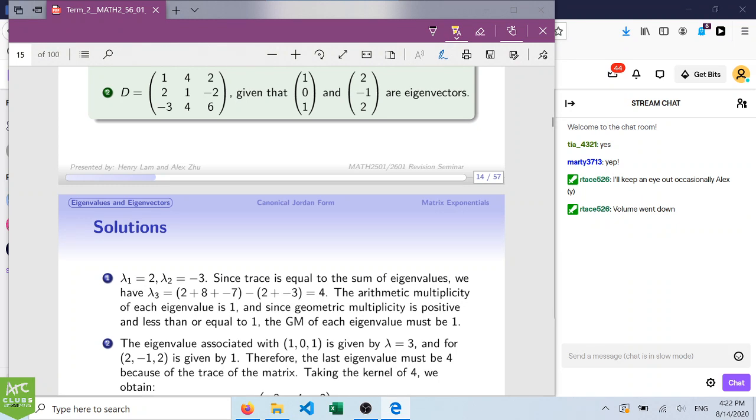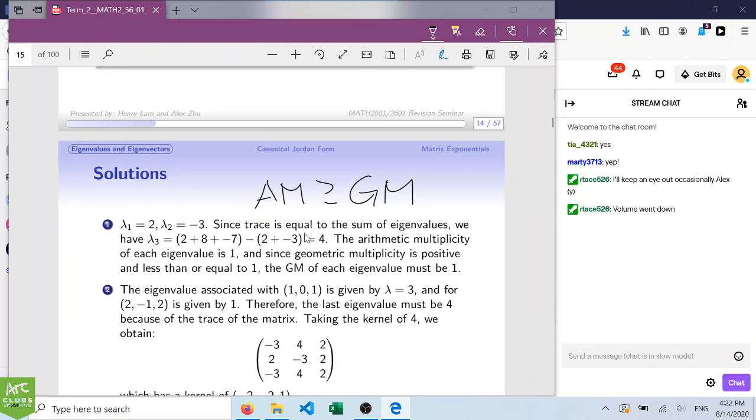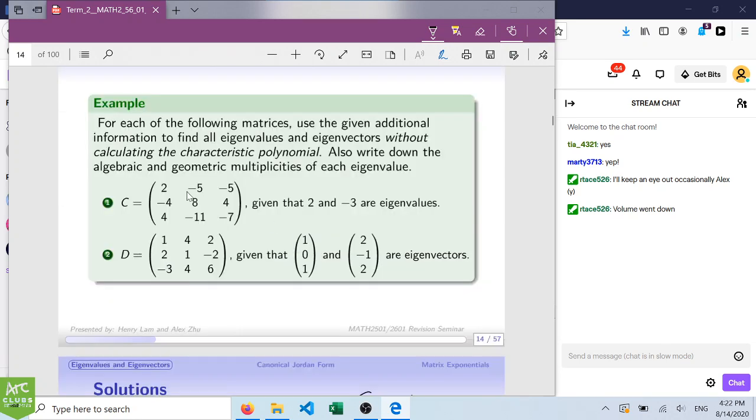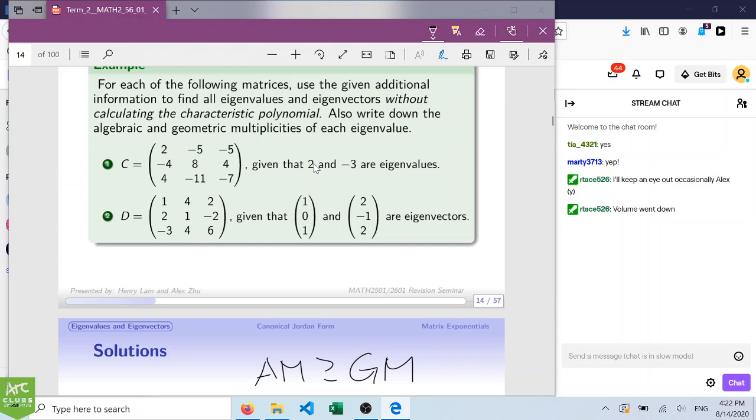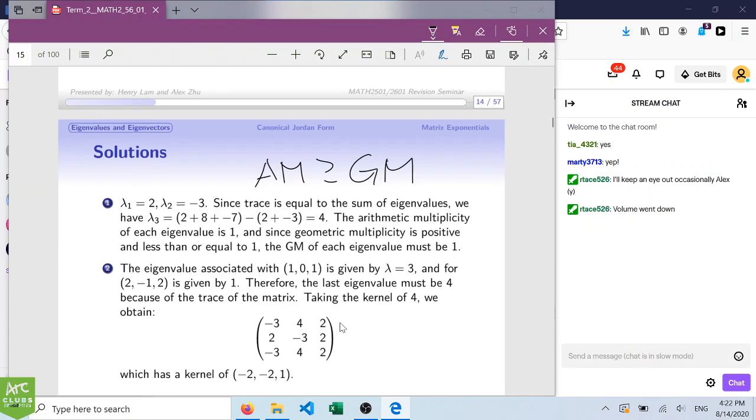And AM is greater than or equal to GM. Okay, remember that. So if arithmetic multiplicity is 1, then GM is 1. And then to find the eigenvectors, it's sort of just taking the kernel of C minus lambda I for lambda equals 2, lambda equals minus 3, and lambda equals 4, and solving for that. So there's not much trick to that, so we omitted the solution here.